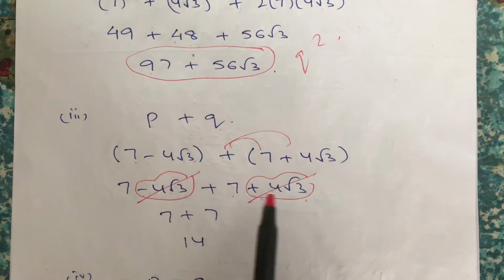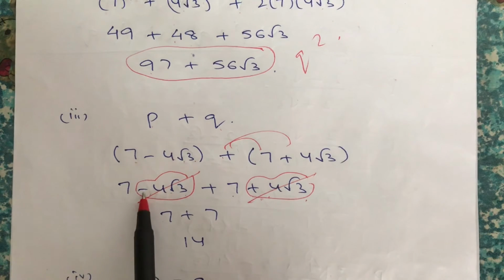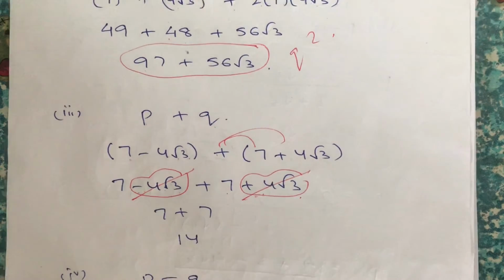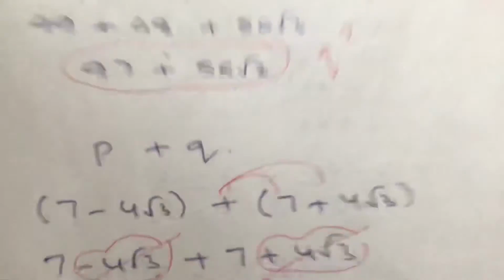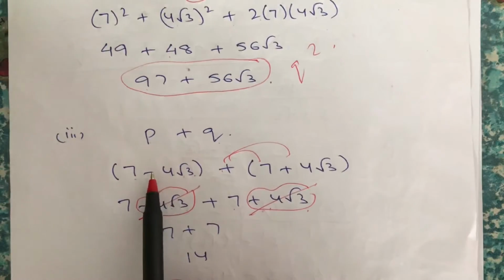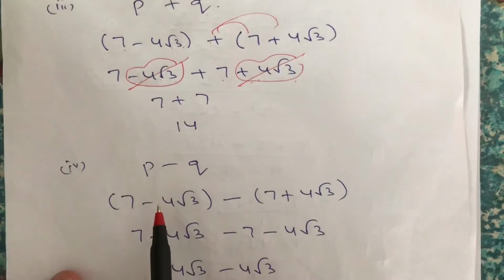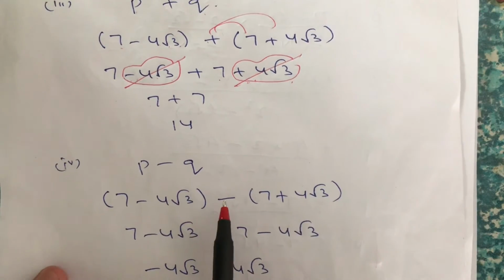So if we have the exact same values and one sign is a minus, one is a plus, they get cancelled. Okay, and then we get 14. Now the next question is p minus q. Just like we have done p plus q, this is p, this is q. We'll put the same values of p, same values of q, but now in between there'll be a minus.